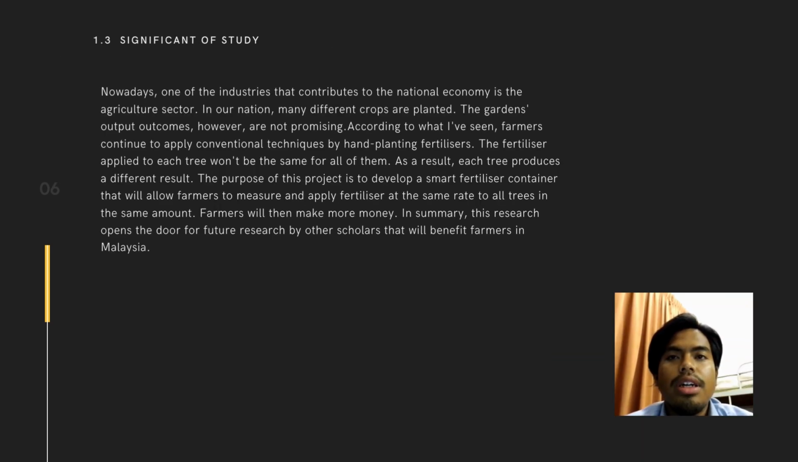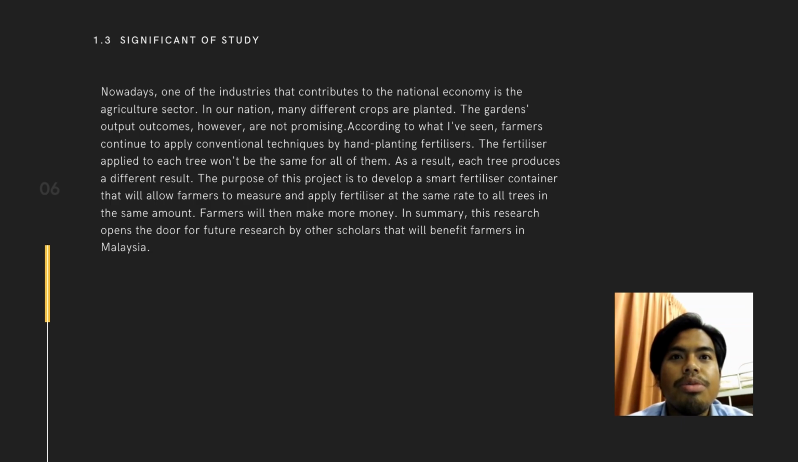Significance of the study. Nowadays, one of the industries that contributes to the national economy is the agriculture sector. In our nation, many different crops are planted. The garden's outcomes, however, are not promising. According to what I've seen, farmers continue to apply conventional techniques by hand planting fertilizer. The fertilizer applied to each tree would not be the same for all of them. As a result, each tree produces a different result.